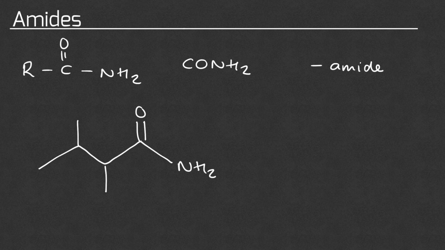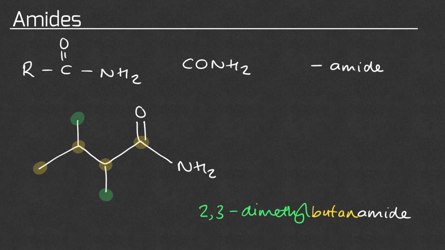Again, this molecule is a little bit more complicated, so we'll break it down. We have got 4 carbons in the main chain, and this time we've got 2 methyl groups, being on carbon 2 and 3, remembering that carbon 1 is always the carbon where the amide functional group is. So we'd start the name with 2,3-dimethyl, butan for the 4 carbons, and then amide for the suffix. So this molecule is 2,3-dimethylbutanamide.